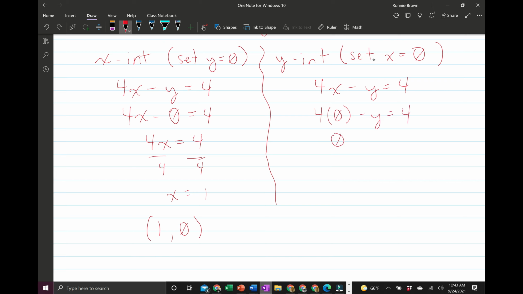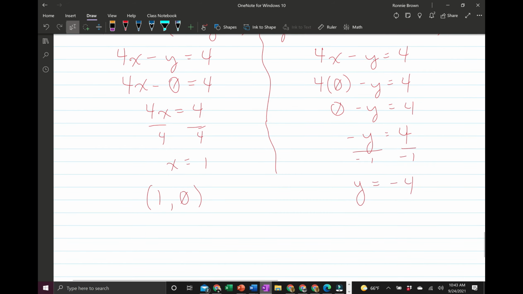4 times 0 is 0. 0 minus y equals 4. Well, 0 minus y just leaves us the minus y equals 4. We know that we can't have a negative variable equal to a number as our answer. So here, the next thing you can do is either multiply both sides by -1 or divide both sides by -1. Either way, your choice, whatever you're comfortable with. And you're going to get y equals -4.